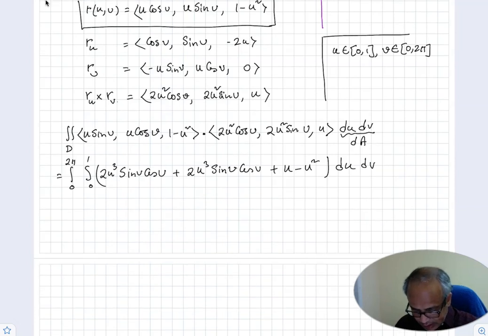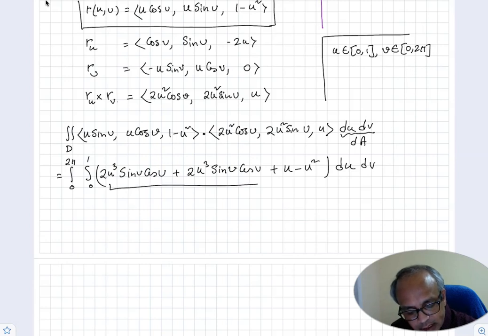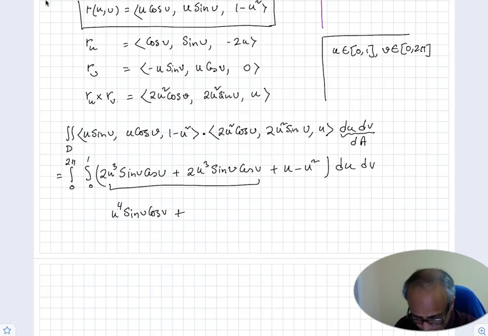So you can see these two terms come up, 4u cubed sine v cos v, and I'm going to integrate with respect to u. The antiderivative of 4u cubed will be just u to the power 4, sine v cos v stays as is. And then the last term we have is u minus u cubed. So you take the antiderivative of u minus u cubed.